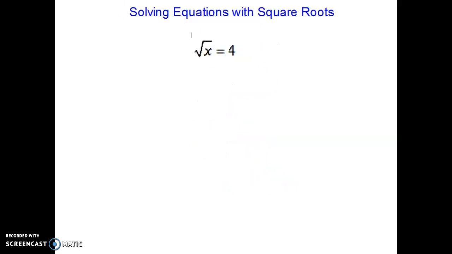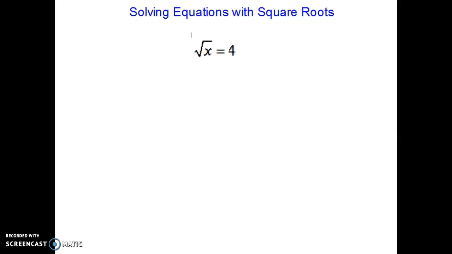This is a brief look at how to solve an equation that has a square root. The example I'm using is the square root of x equals 4. Mathematically, x should be 16. That's one of our basic perfect squares. The principal square root of 16 equals 4.